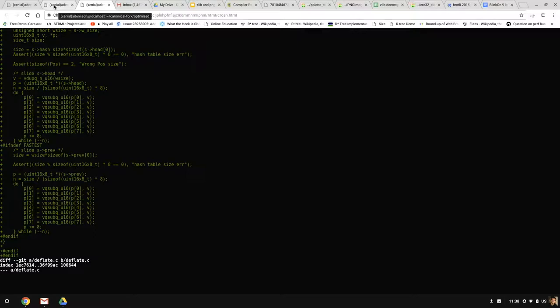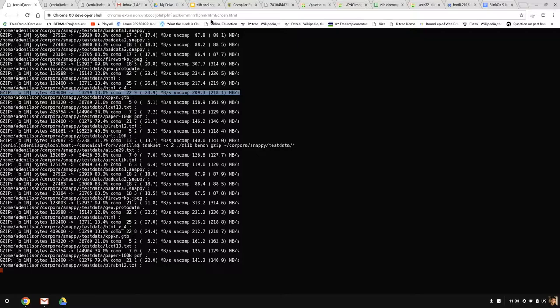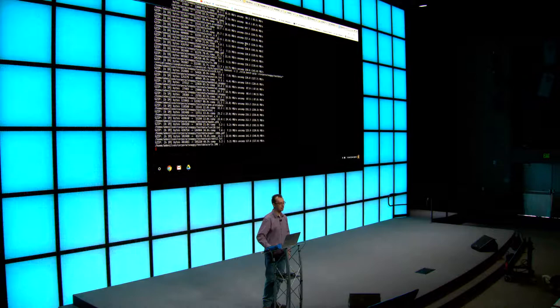What else? Yeah, so basically compression on ARM is up for the taking. For Intel, my understanding is that since 2014, Intel guys have already done everything.